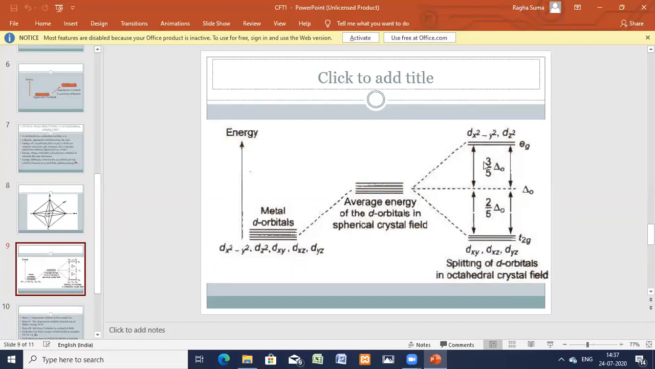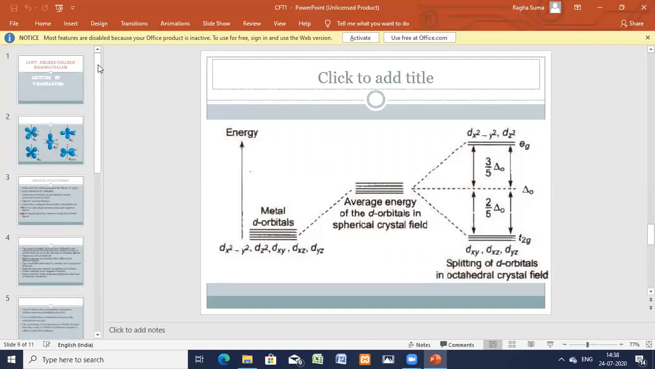Next, each electron entering the EG set destabilizes the complex ion by 0.6 delta. 3 by 5 means 0.6 delta. That is the difference in energy, delta. Okay, so this is the way the splitting takes place.